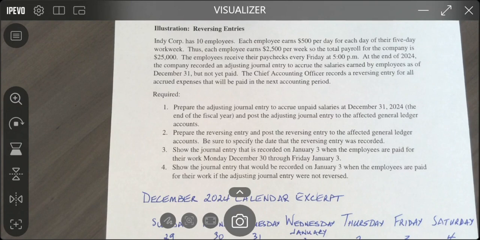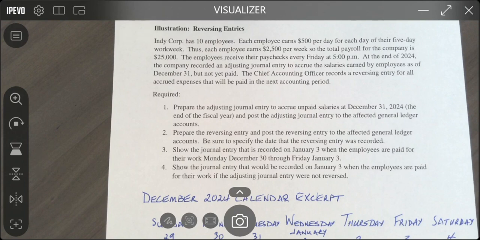So here's what we're going to do. We're going to prepare the adjusting journal entry to accrue the unpaid salaries as of the end of the fiscal year, and then we'll post them to a T account, posting them to the general ledger. We'll then prepare the reversing entry, and we'll post the reversing entry to the affected general ledger accounts. Now, I want you to be real specific and notice the date that the reversing entries are recorded and why.